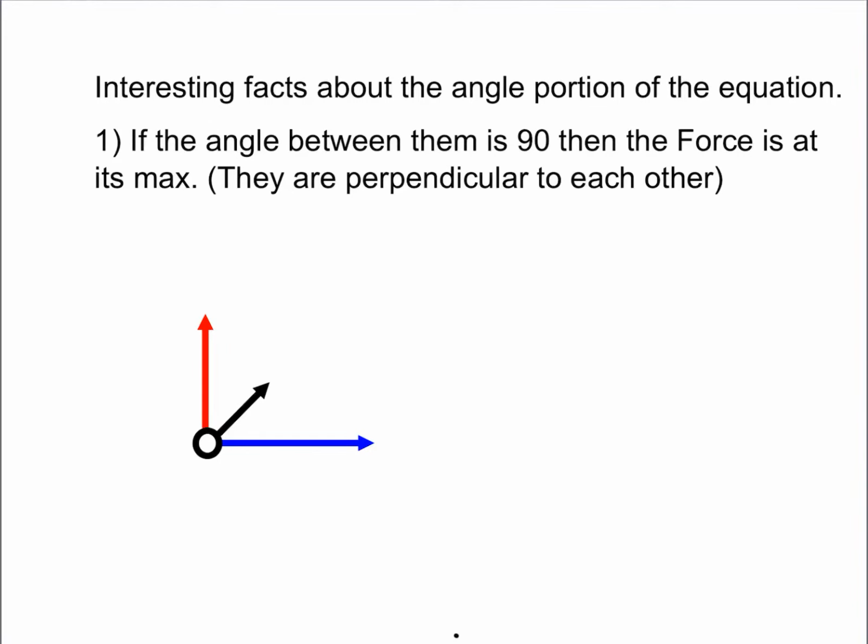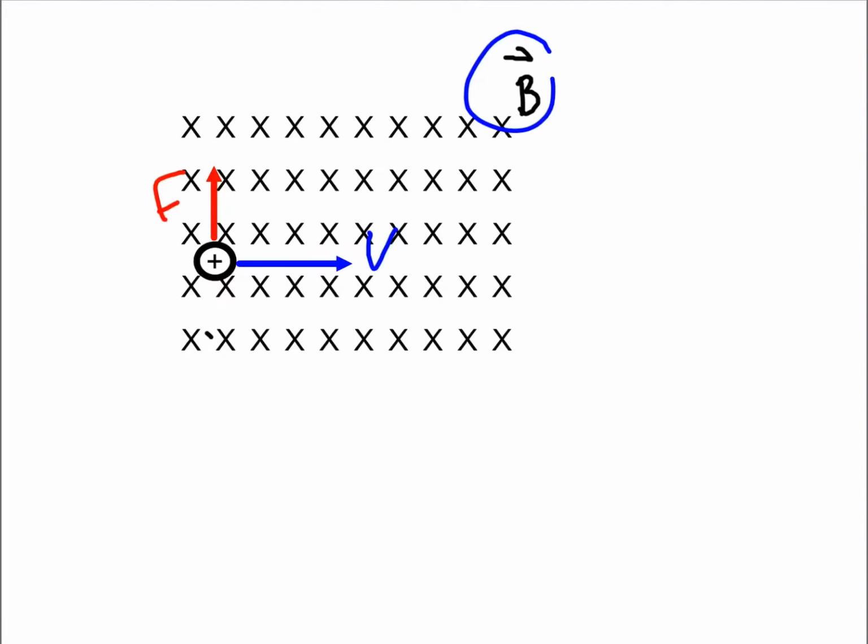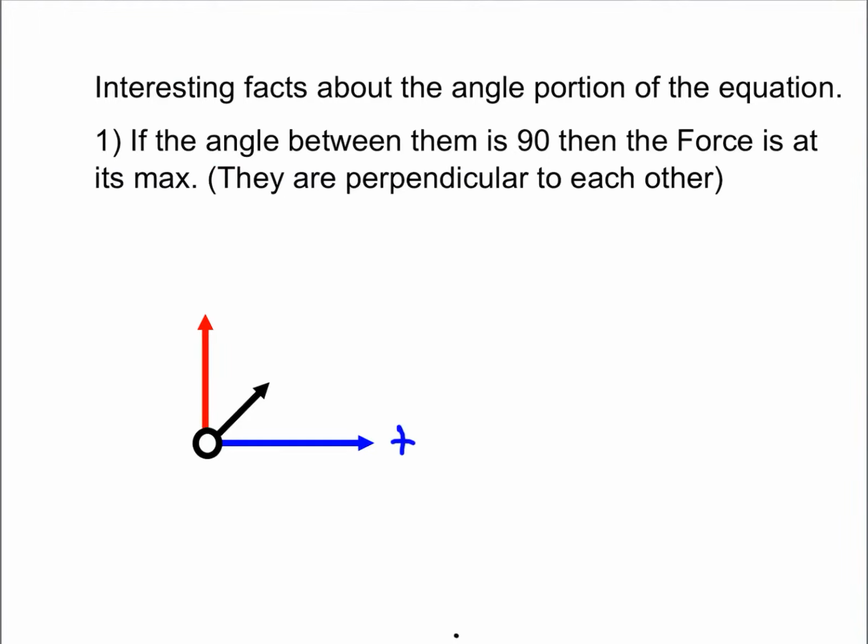So what I've done here, let's ignore the writing up top, we'll get to that. I've tried to recreate in a three-dimensional model what happened in the do now. If you look at the do now, the velocity was to the right, so in the positive x direction. The force is in the positive y direction. And the magnetic field would be into the board, which is technically the negative z direction. So the picture here is trying to represent that. This is the positive x direction. This is the positive y direction. And this is into the board.